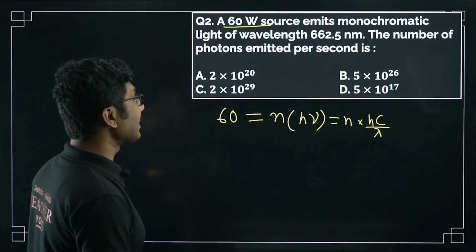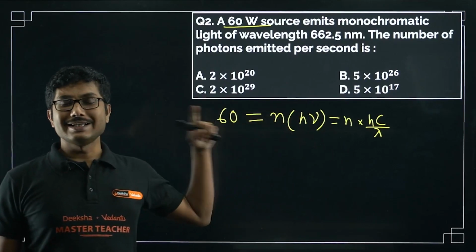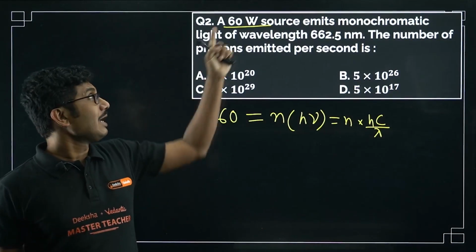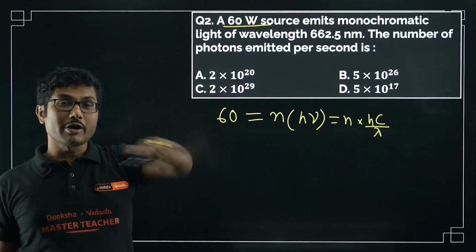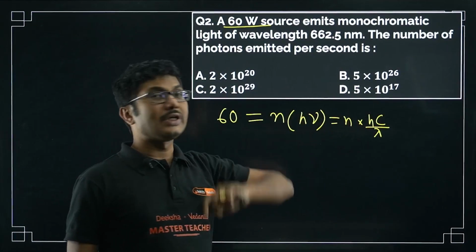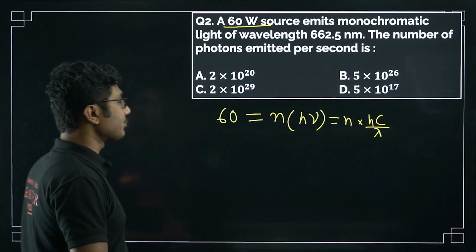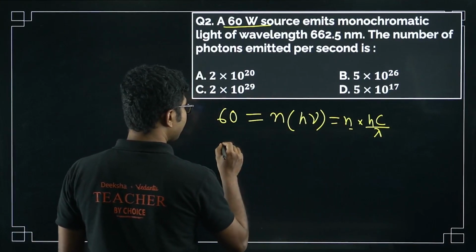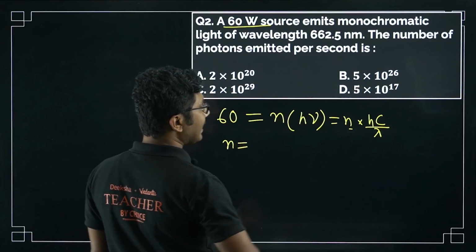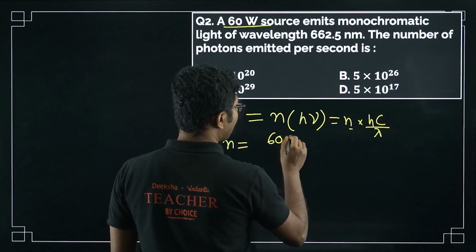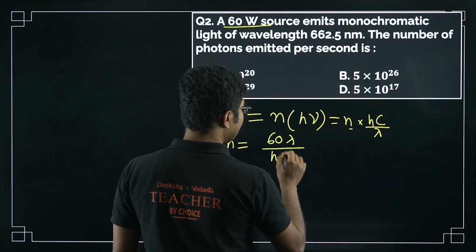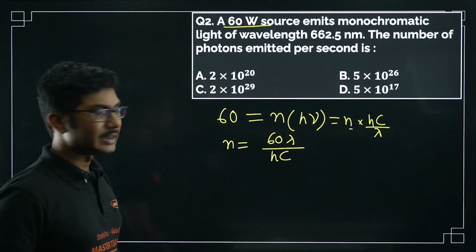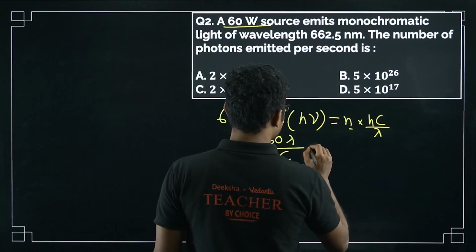Now remember that I told you hc has a value in eV nanometer, but here the source is not given in eV, so you have to use the real value of h, no other option in this case. But I will simplify it a little bit so that I don't get confused. So n equals 60 lambda divided by h into c. Now you have to put in the values, nothing else you can do here.